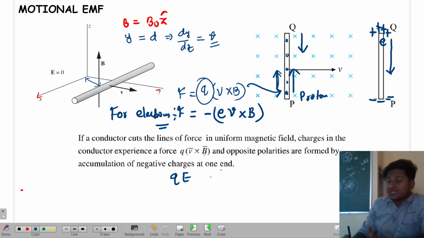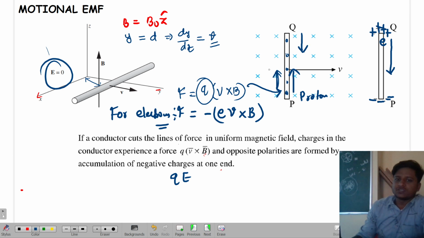Now, here the electric field is not generated. From the initial stage, the electric field is not present. What we are saying is, when this conductor is experiencing force due to this magnetic field, since there is a movement of charged particles, what will generate? One extra electric field will generate or not?